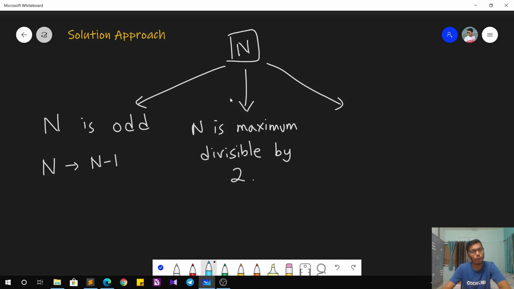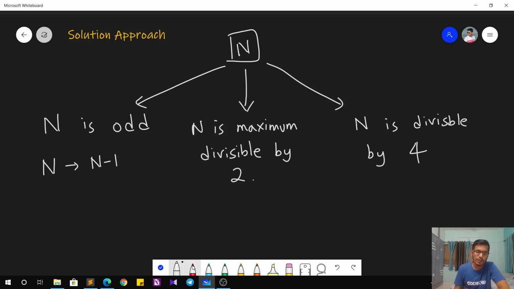It means that although n is even, it is only divisible by 2. It is not divisible by higher powers, like 4, 8, 16 and so on. So 2 is the highest number by which it is divisible. So this is one case. And the third case is that n is divisible by 4. If n is divisible by 4, it definitely means that n is even, and also n is divisible by 2. So these are the three cases that we have.